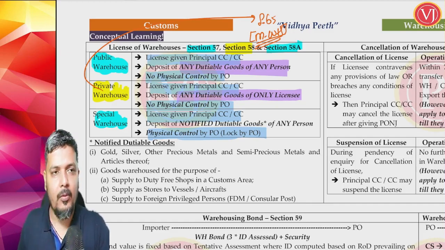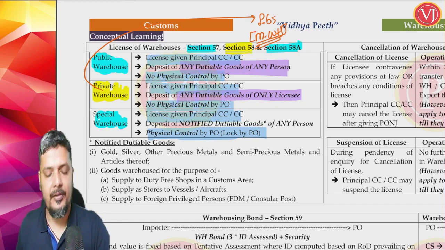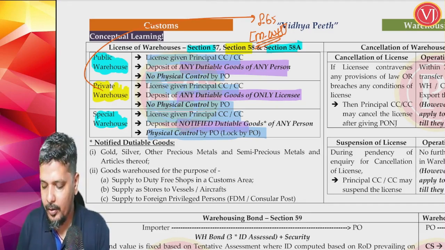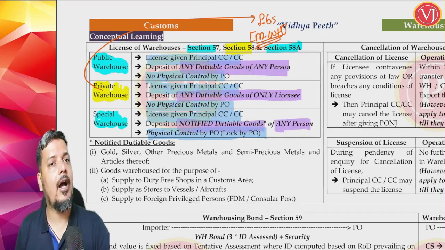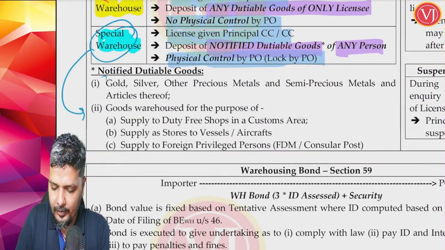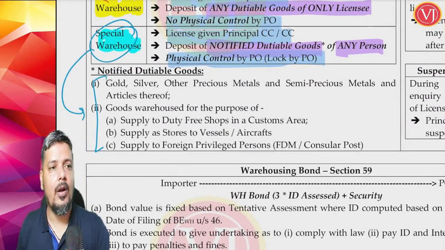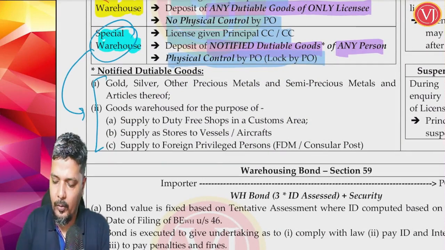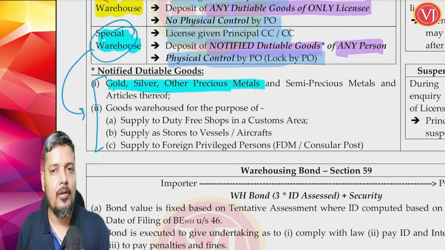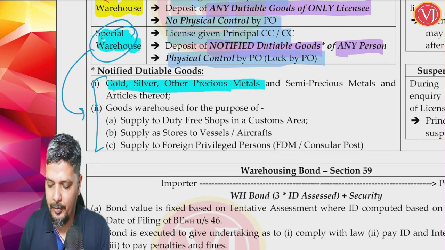Right. Now, what is then a special warehouse? Special warehouse is a place where you can keep only notified dutiable goods of any person. In the above 2 points, any dutiable goods, but here it is only notified dutiable goods of any person. Now, what are the notified dutiable goods which are kept in a special warehouse? You will easily understand it. What are the notified dutiable goods? First, the notified dutiable goods are gold, silver, precious metals and semi-precious metals. Jewelry sector. Gold, silver, precious metals and semi-precious metals.